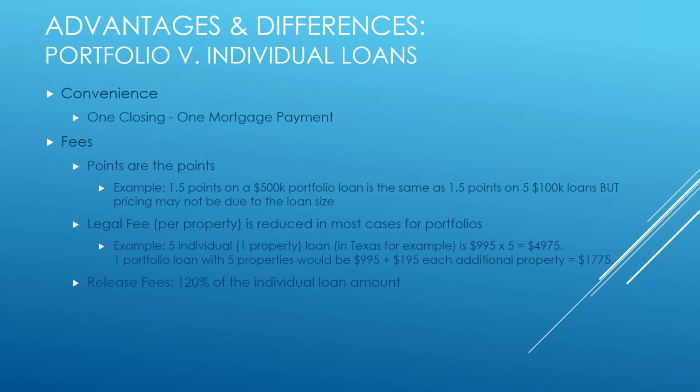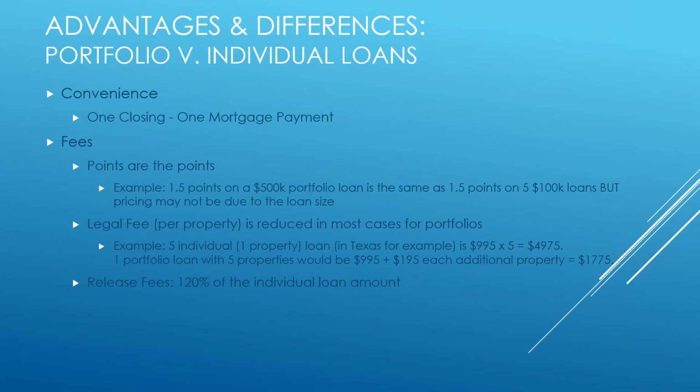So, for example, if we had a deal with 5 individual properties and we did 5 separate loans, you'd be paying $9.95 for each of the 5, and that would be $49.75. If we're doing one portfolio loan with 5 properties, the $9.95 plus the $195 for each additional property would only result in a legal fee of $17.75. So a big difference there.